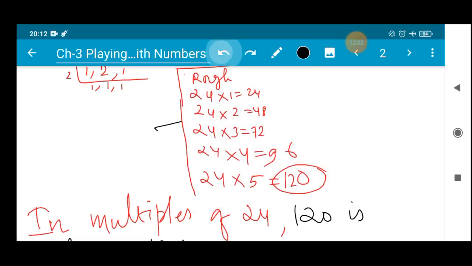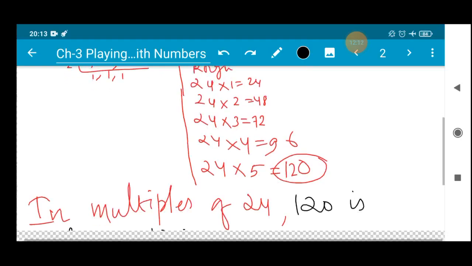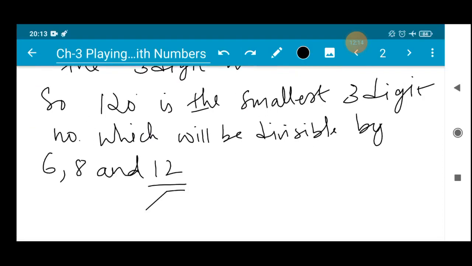So in the table of 24, you got 120 as the first 3-digit number. So first 3-digit is 120. So 120 is the smallest 3-digit number. So that's why we can consider, therefore, 120 is the smallest 3-digit number.